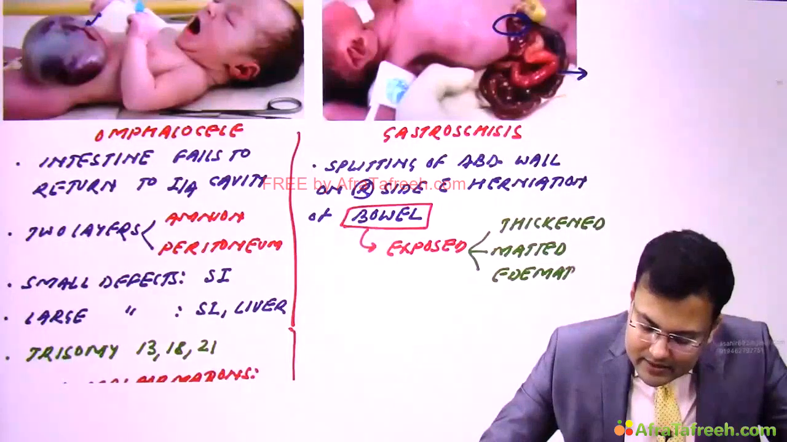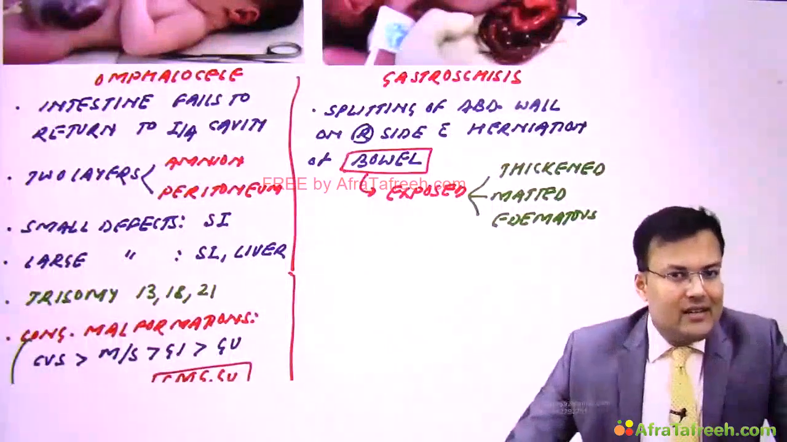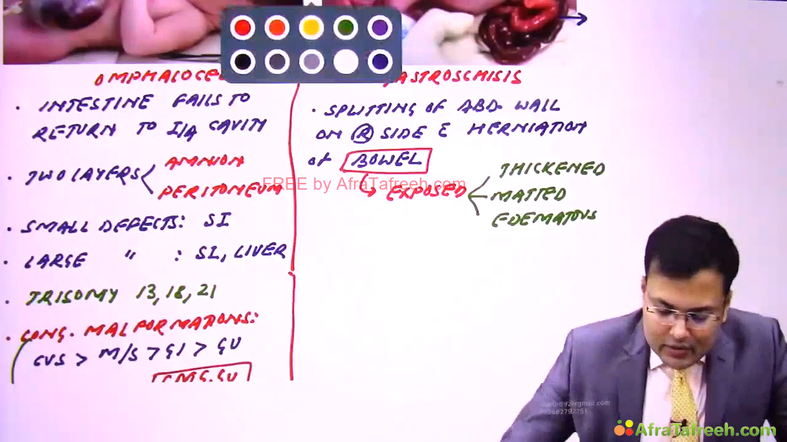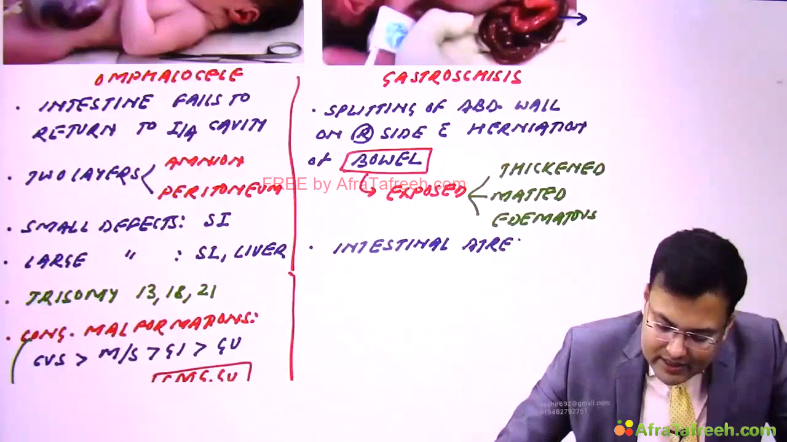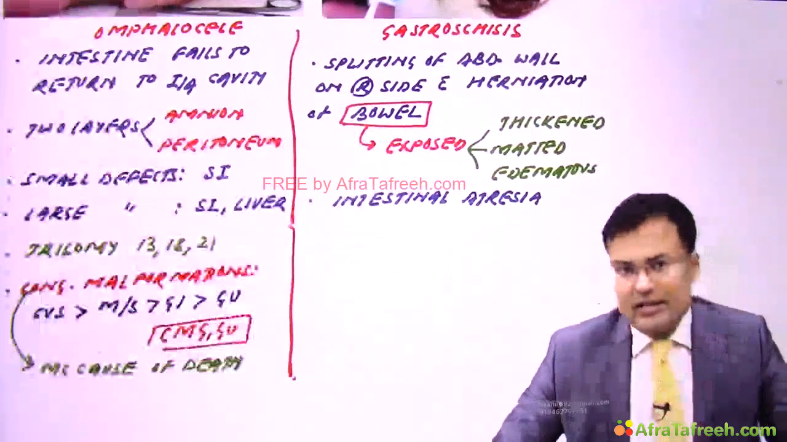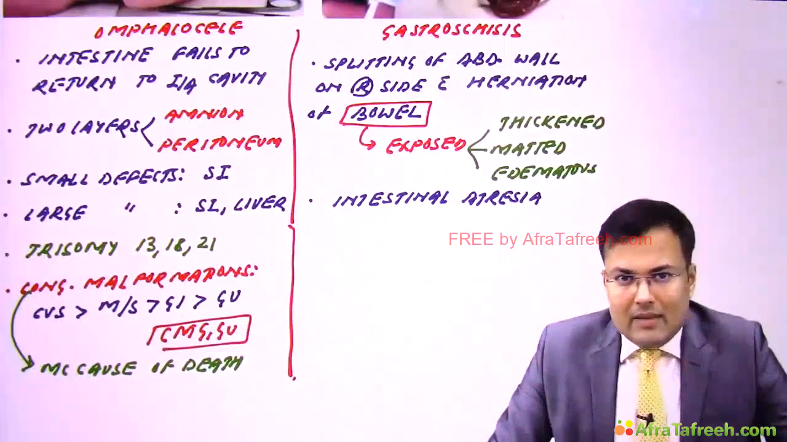It's edematous. Clear? And there is one association with gastroschisis: it is associated with intestinal atresia. Otherwise, the congenital malformations are not seen. So here, it is not associated with any other congenital malformation.